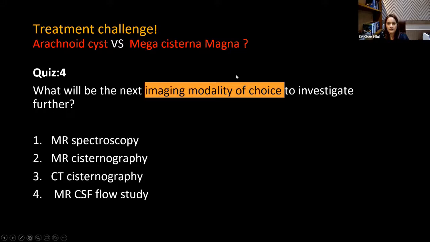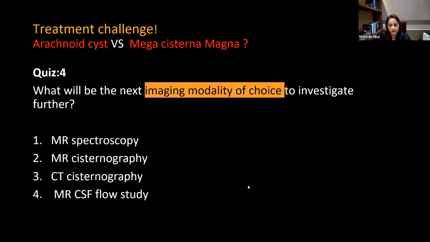And with that, here comes your quiz. So how are you going to investigate further when you are confused, before the surgery, whether it's an arachnoid cyst or a mega cisterna magna? I really want you to see this. And we are doing it in routine. So almost, wow, very quick. So interesting results.